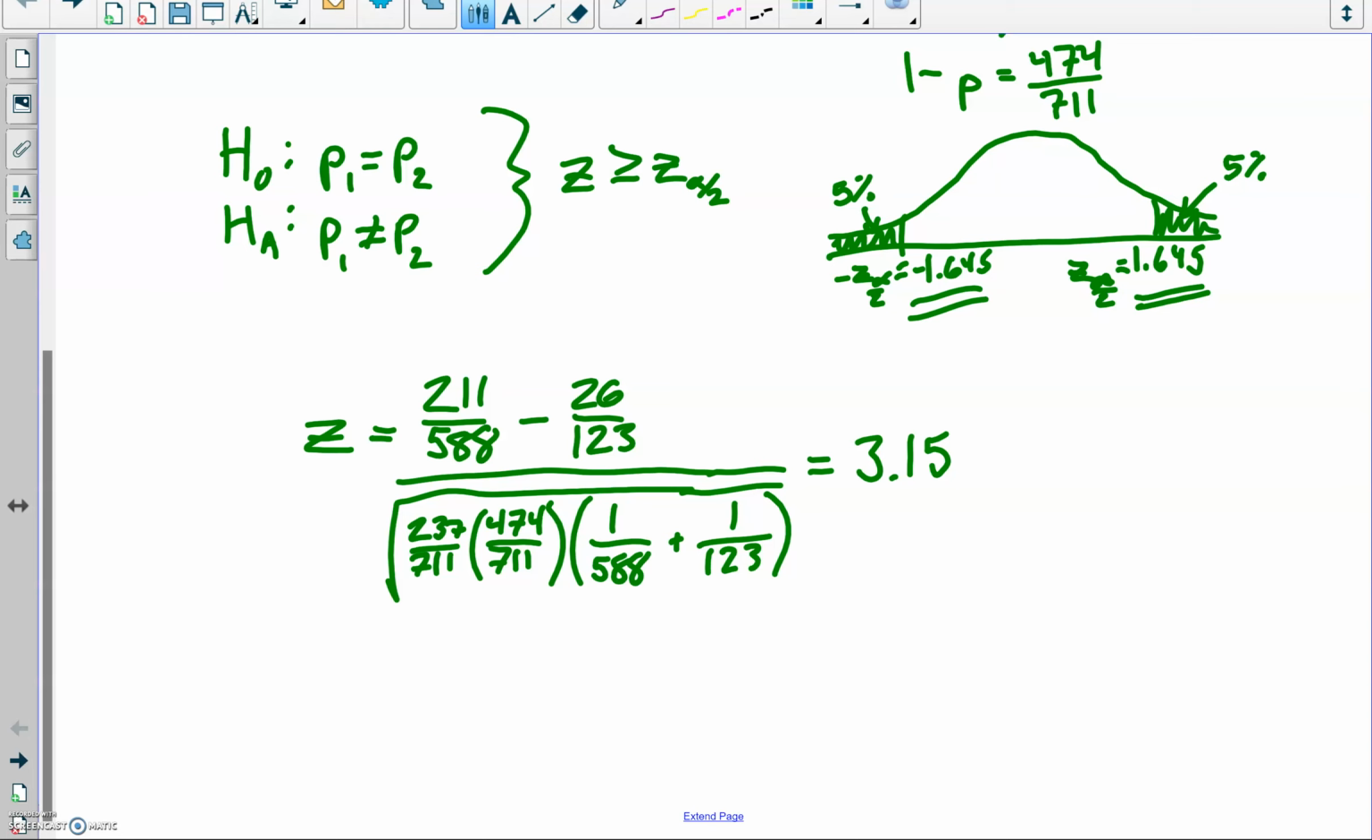When you're looking at the 3.15 and you're way, way out here, that means that you have extremely little chance of these two proportions being the same. So we would say here that we reject the null.